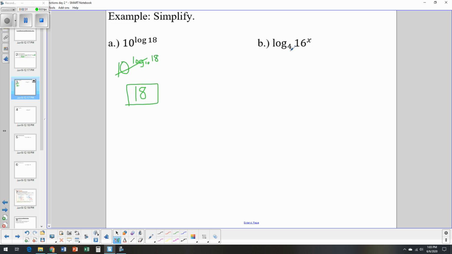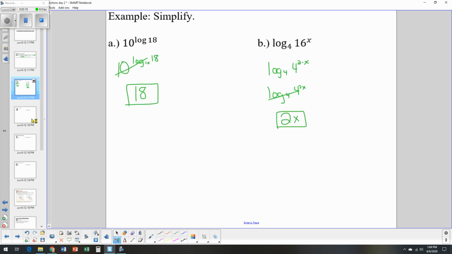So I have log base 4 of 16 to the x. I need these two things to be the same to cancel them, so I need to find a way to rewrite 16 as a power of 4. I'm going to start with my log base 4, and I know 16 is really 4 squared. So it's 4 squared to the x. So this is really log base 4 of 4 to the 2x. So the log base 4 and 4 cancel, and my answer is 2x.